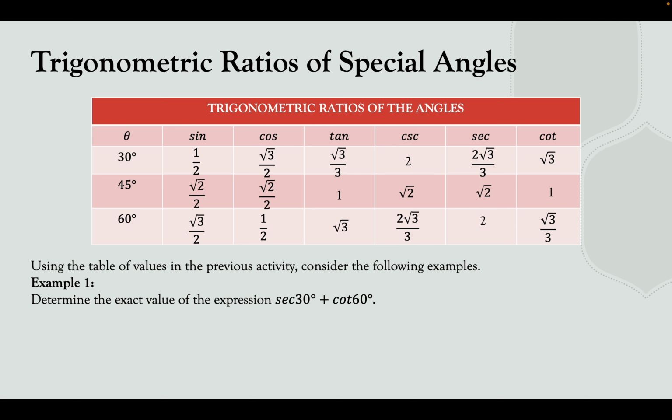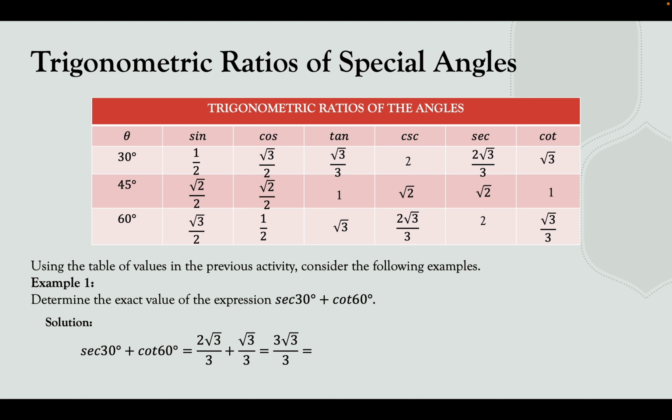So what is sec 30 degrees? So we have 2 square root of 3 over 3. And then cot 60 degrees, we have square root of 3 over 3. So we have to simplify. So we have here 2 square root of 3 over 3 plus square root of 3 over 3. Since we have the same radical, like radicals, you have 2 square root of 3 plus 1 square root of 3. So we have 3 square root of 3.